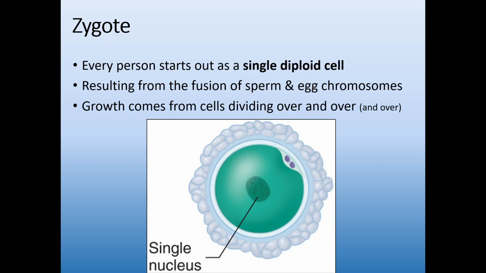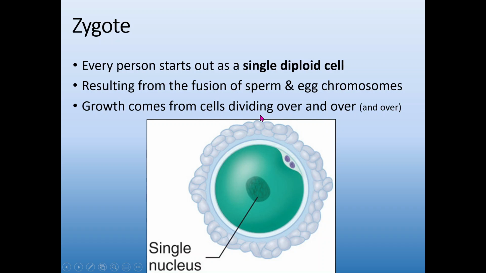Remember, the sperm, when it donates its material, it's only donating the genetic material. And so that's why mitochondrial DNA can be traced through the matrilineal line. It's because it's exclusively coming from the egg, coming from the mother. You're never going to get the mitochondrial DNA from the father. So the zygote is what we call the fertilized egg, so the fusion of the sperm and egg chromosomes.